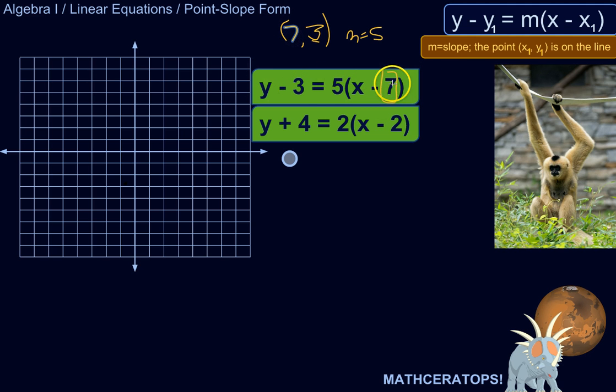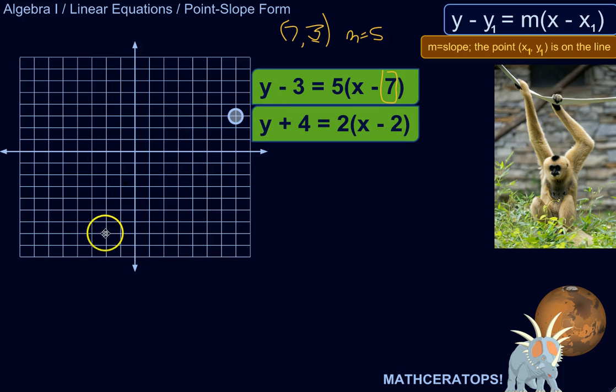So just looking at this equation, I know the point 7, 3 exists on this line, and I know that the slope is 5. So, 7, 1, 2, 3, 4, 5, 6, 7, 1, 2, 3. I know that point is there. I know the slope is 5, so I can use that to graph the line. So it's a nice little form because it shows you two very important pieces of information right away.